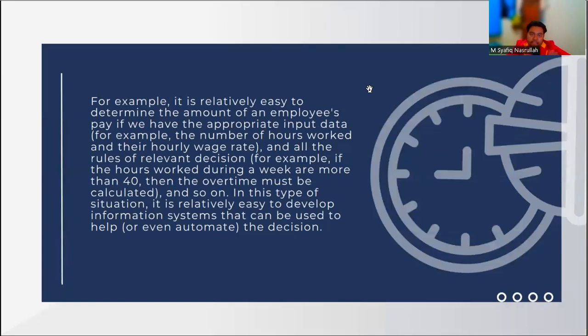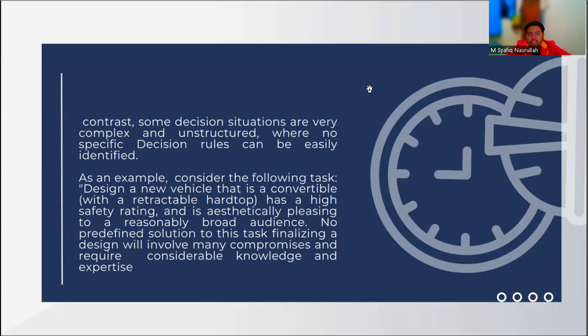Next slide. For example, it is relatively easy to determine the amount of employee pay if we have the appropriate input data, for example the number of hours worked, their hourly wage rate, and other relevant decision rules. For example, if hours worked during the week are more than 40, then overtime must be calculated, and so on. In this type of situation, it is relatively easy to develop an information system that can be used to help or even automate the decisions.